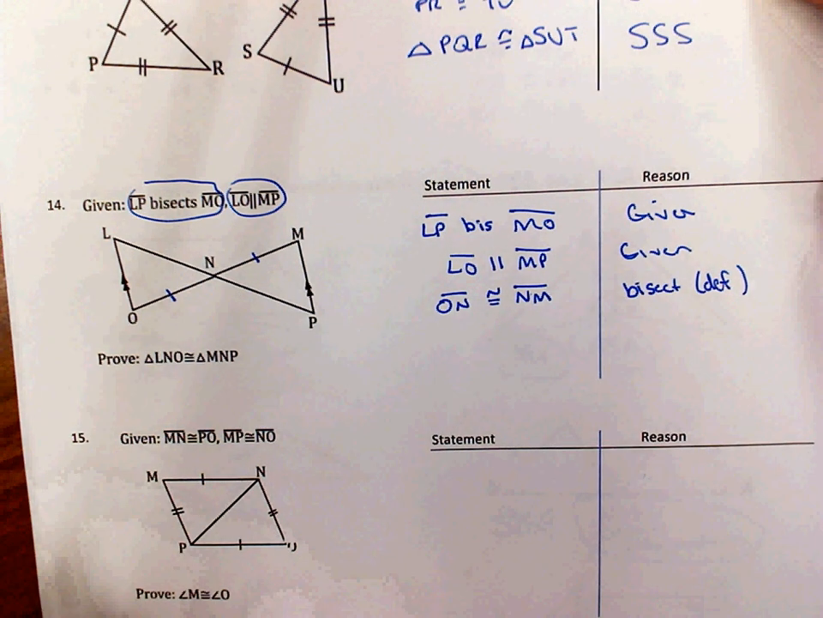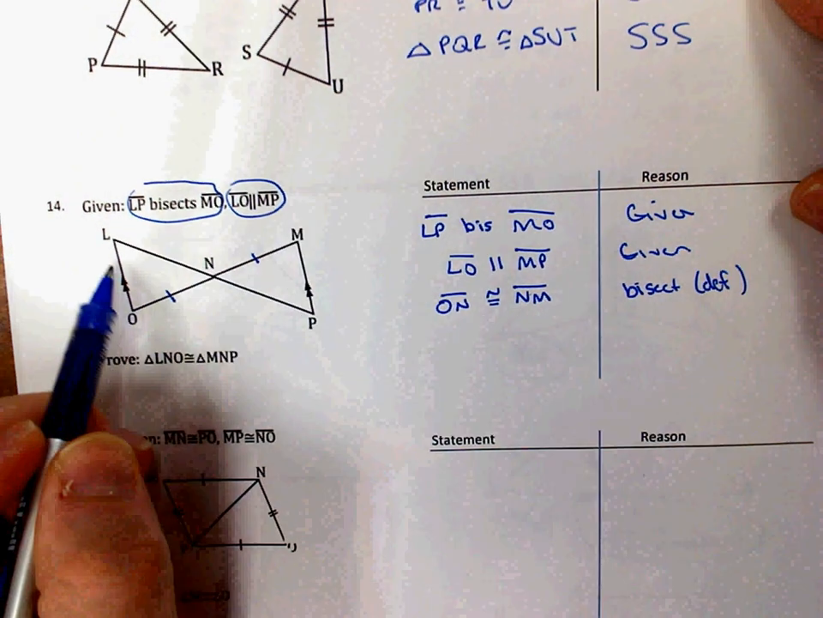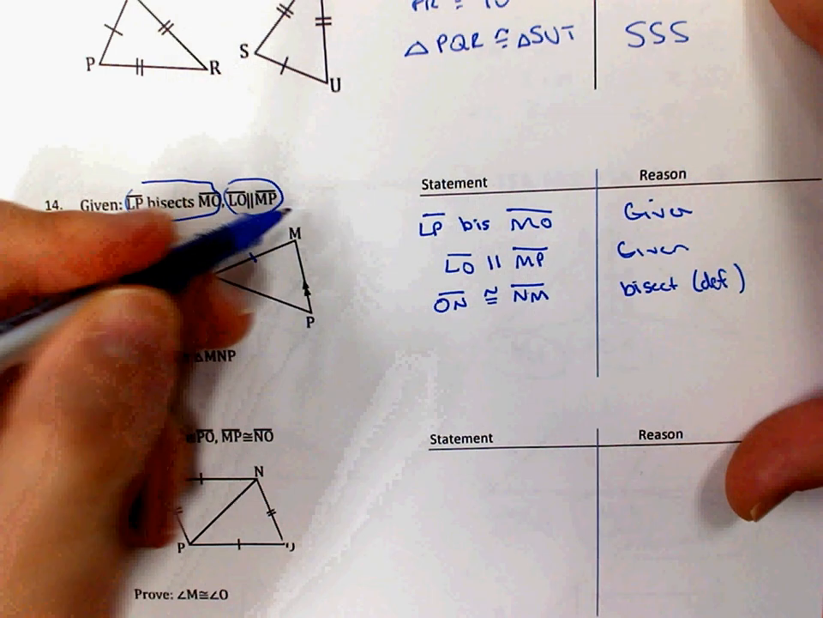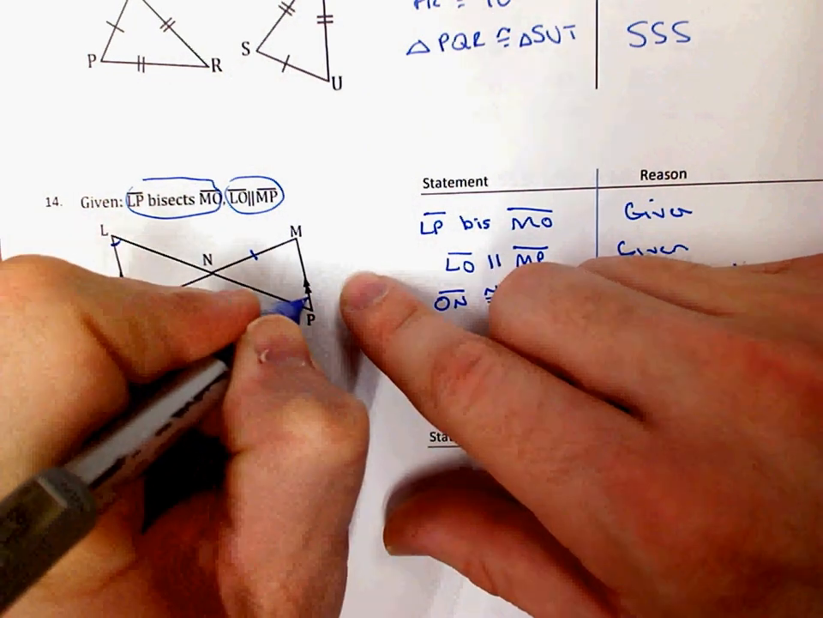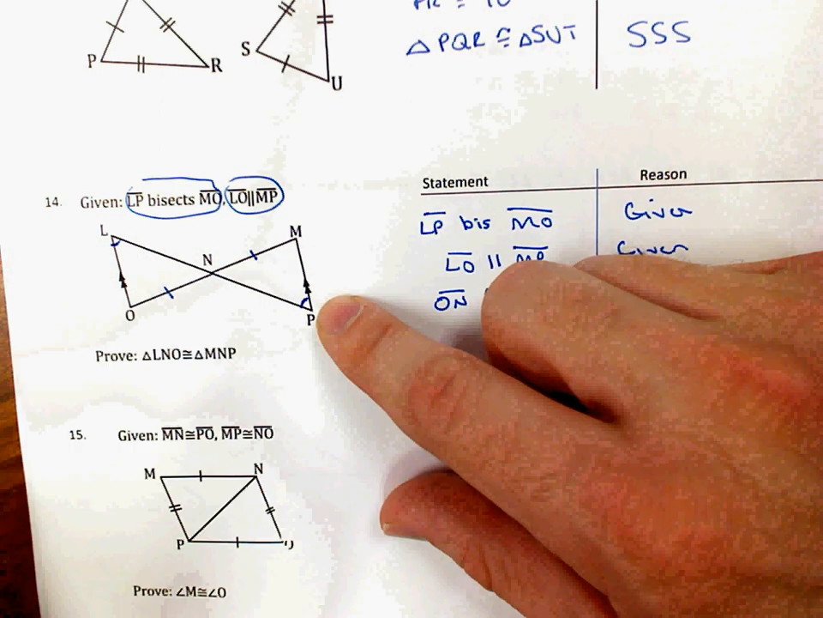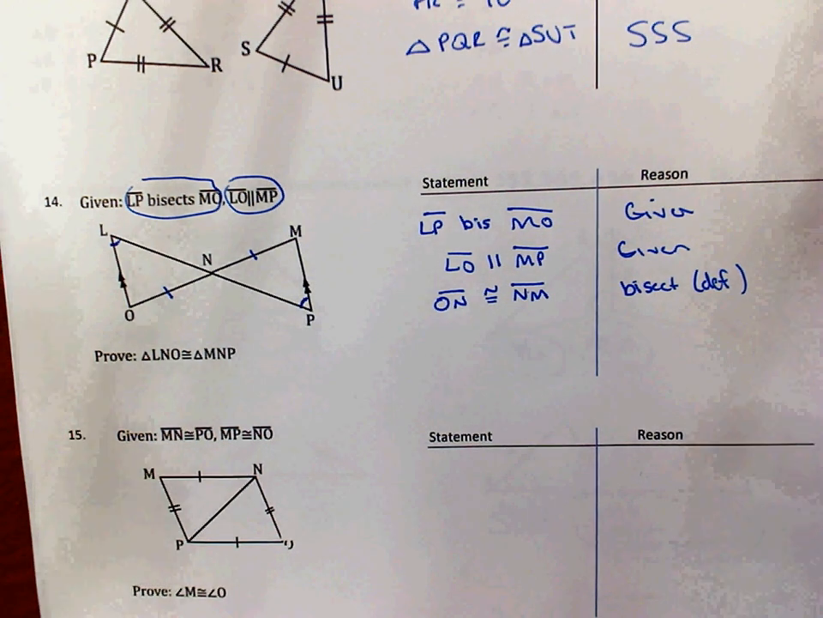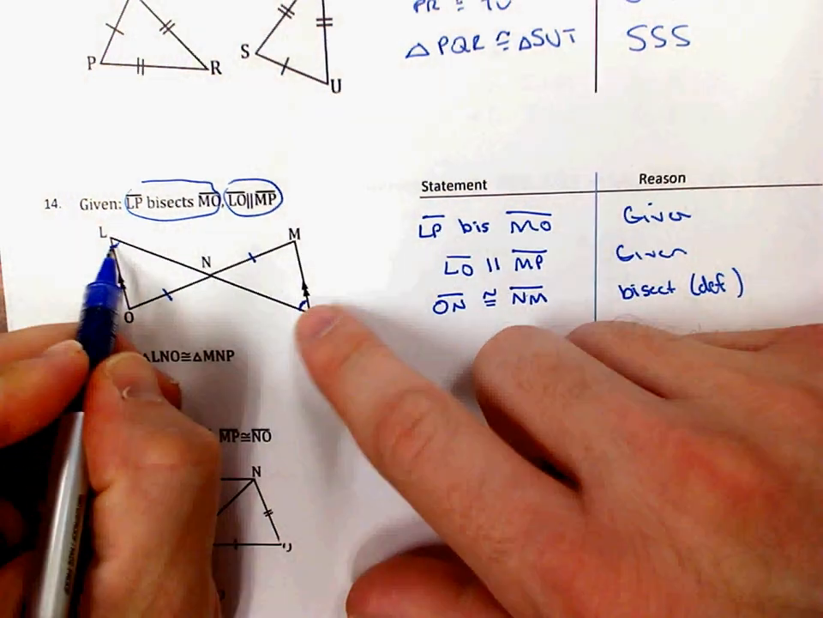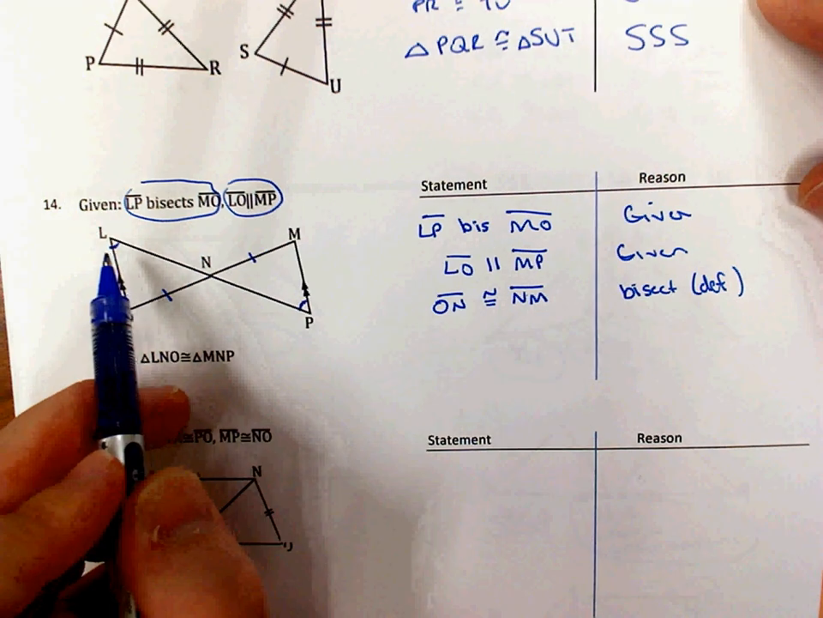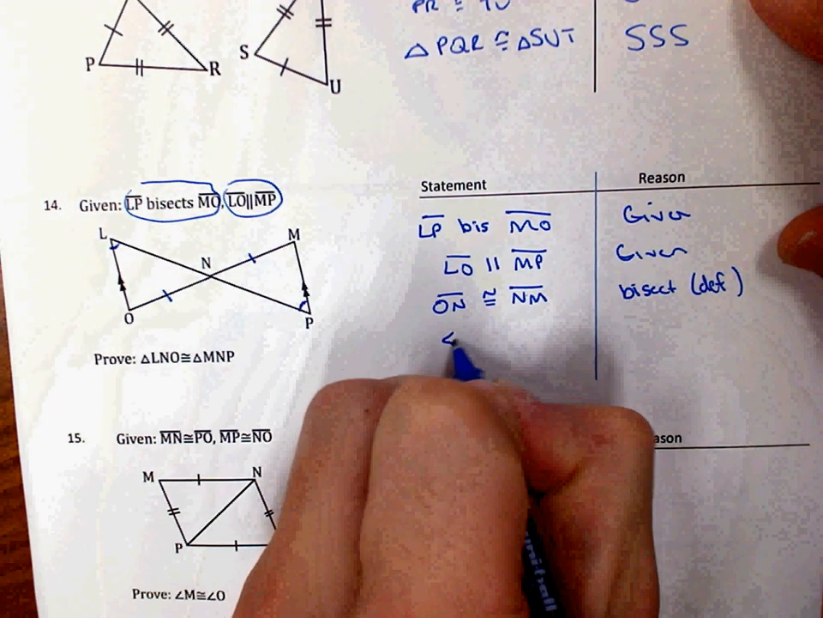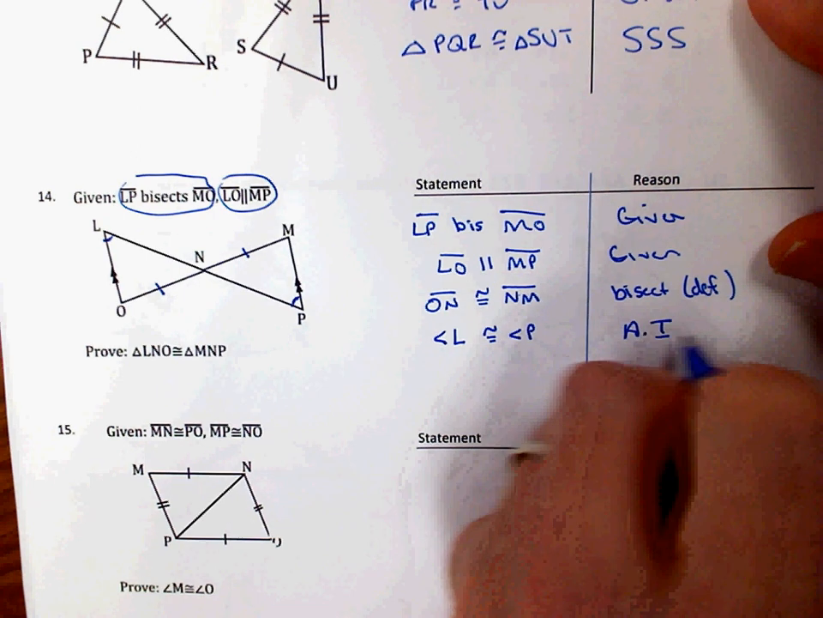Now it also says that LO is parallel to MP. So if this line is parallel to this line, remember we have these things that we called alternate interior angles a long time ago. In another unit you looked at parallel lines and you talked about different relationships. One of them was alternate interior angles. So if you're told that things are parallel, you can mark alternate interior angles like L and P. And you can use that for the reason.